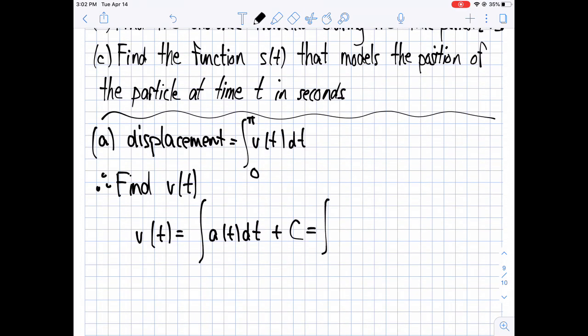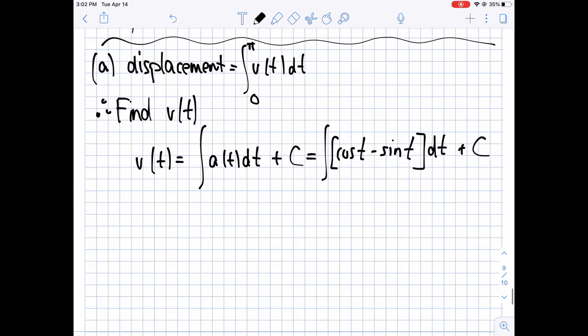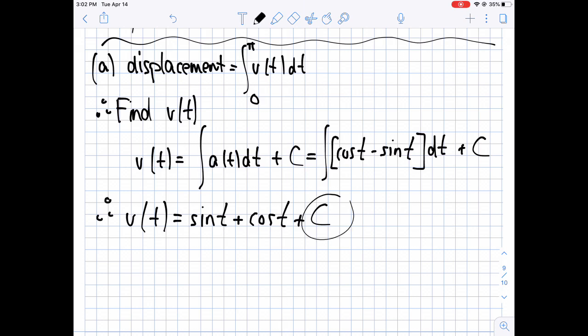So that's going to be the integral of cos of t minus sine of t. So we end up getting that our velocity is going to be the antiderivative of cos, which is positive sine. Antiderivative of negative sine will be positive cos. We put in our plus c, and now we want to know exactly what the velocity function is going to be, so we're going to find c.